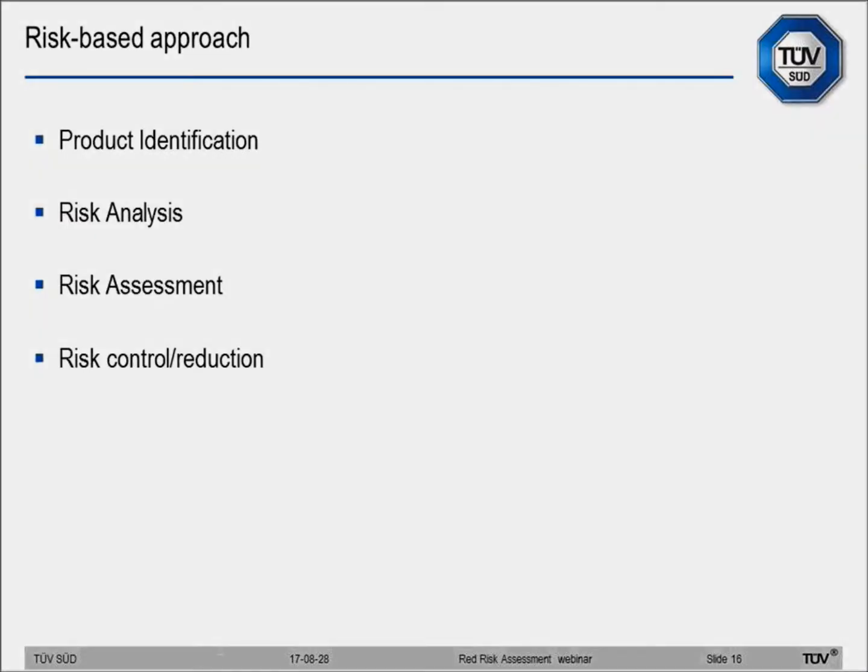A risk-based compliance assessment identifies product functionality, analyzes and assesses risks to compliance, and implements risk reduction measures for demonstrating compliance with the essential requirements. We'll explore the key stages of this approach in the following sections.